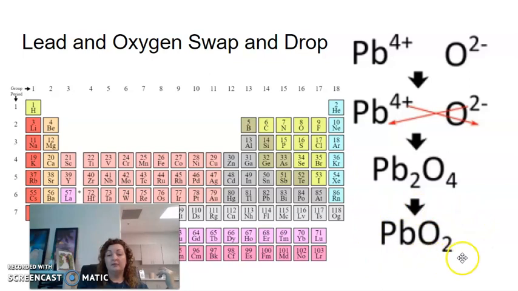So this is the very basic formula of how we would bond lead with oxygen. For every 1 lead, we would need 2 oxygen in order for them to form a bond to have a full octet and be stable, okay?